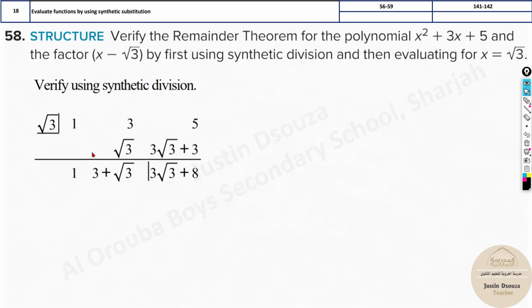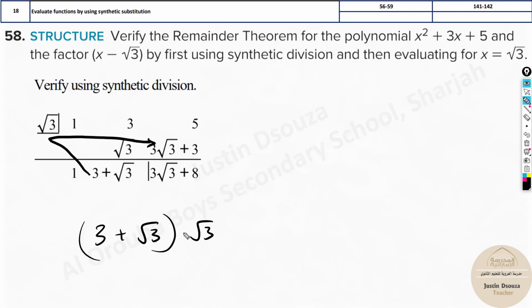That's it. Now, yeah, this is multiplied by root 3. If you're wondering what happened over here, I'll make it clear, because I just got a bit confused. You're multiplying this over here and then writing it over here, right? 3 plus root 3 multiplied by root 3. What happens? 3 root 3 plus 3 over here, isn't it? Because root 3 times root 3 is 3. So that's why we get this.